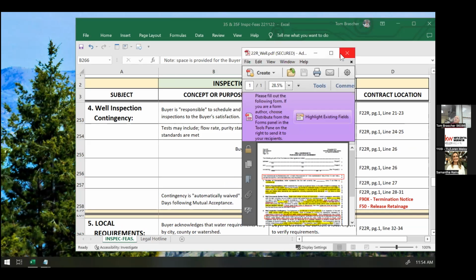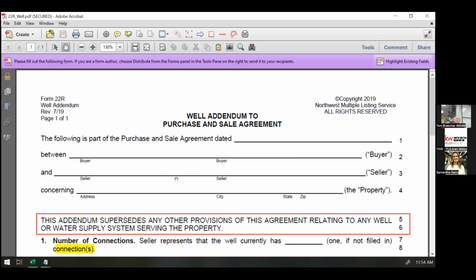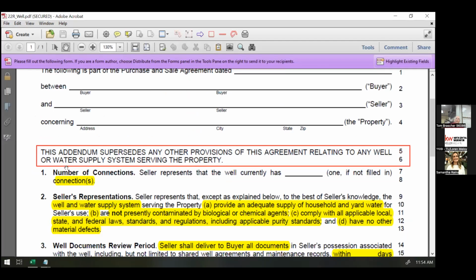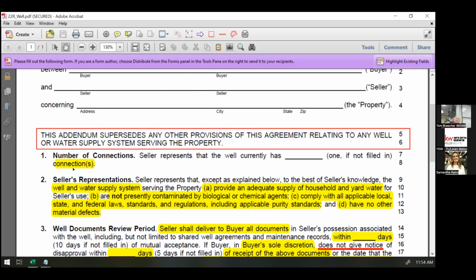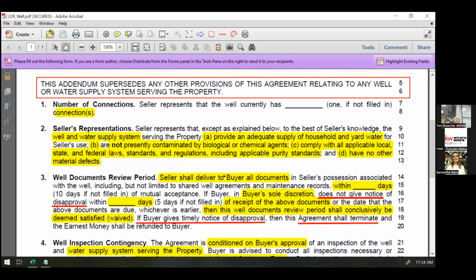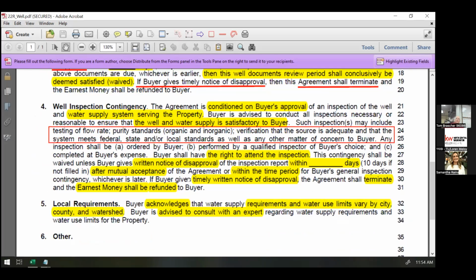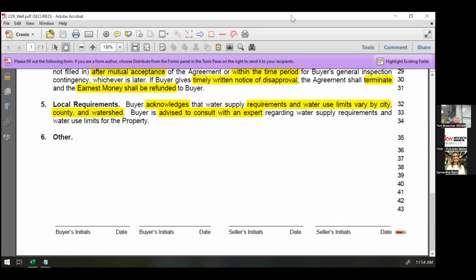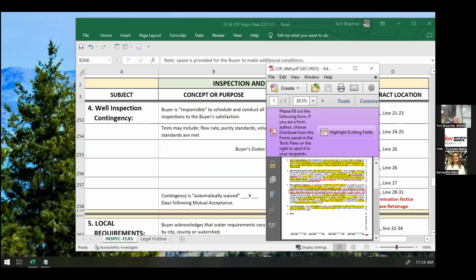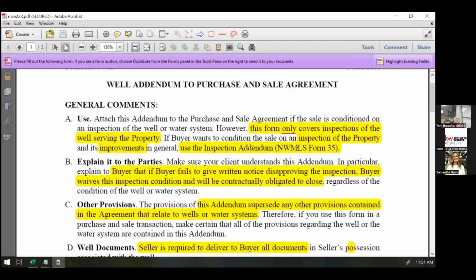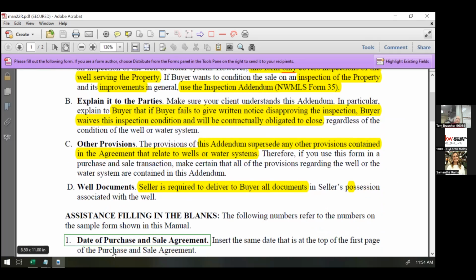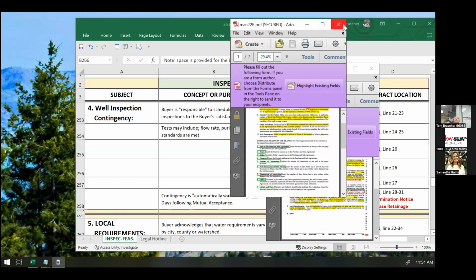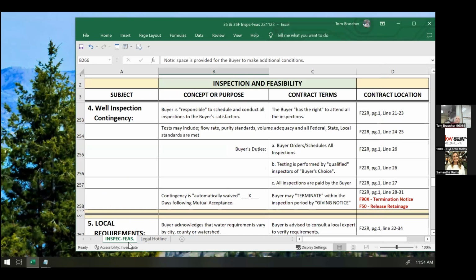So what we did is this matrix was pulled from this form. You'll notice on the form right here, this addendum supersedes. This is that very first statement that I had in the matrix. And these highlighted areas are where I pulled the information from that are in the matrix. So when I hand out the minutes, I'm going to make sure I include that form. And also I'll include the form for the instructions. This is where I was pulling information from for explaining how to use this form. So that's pretty much an overview on the well addendum.